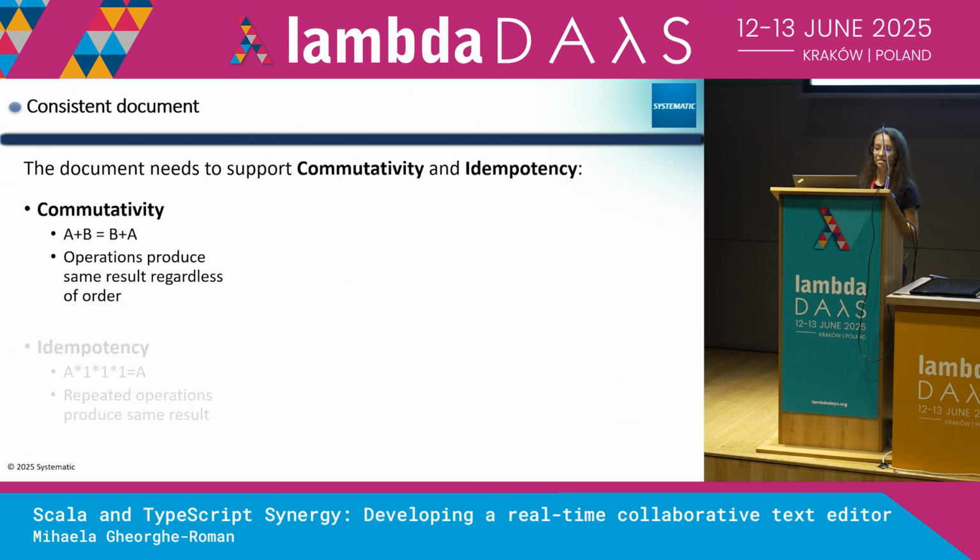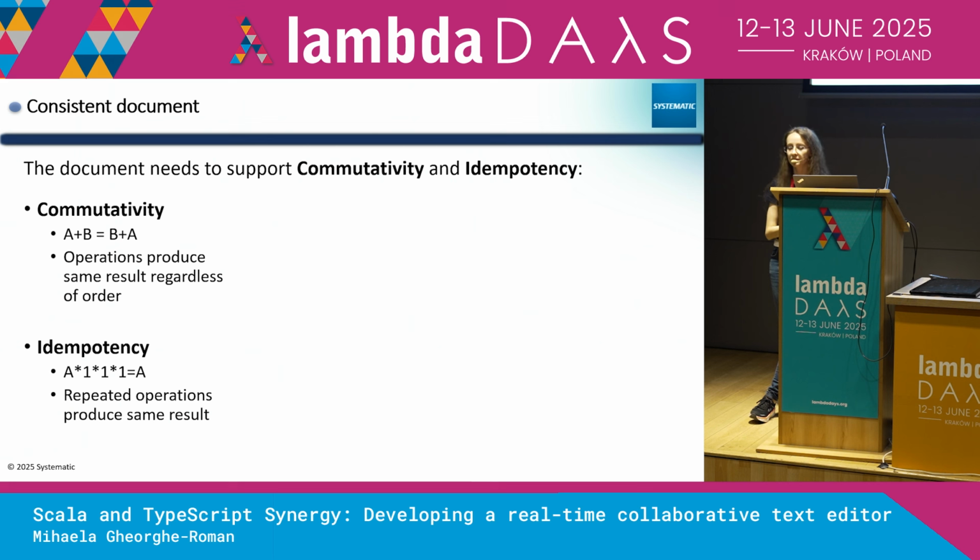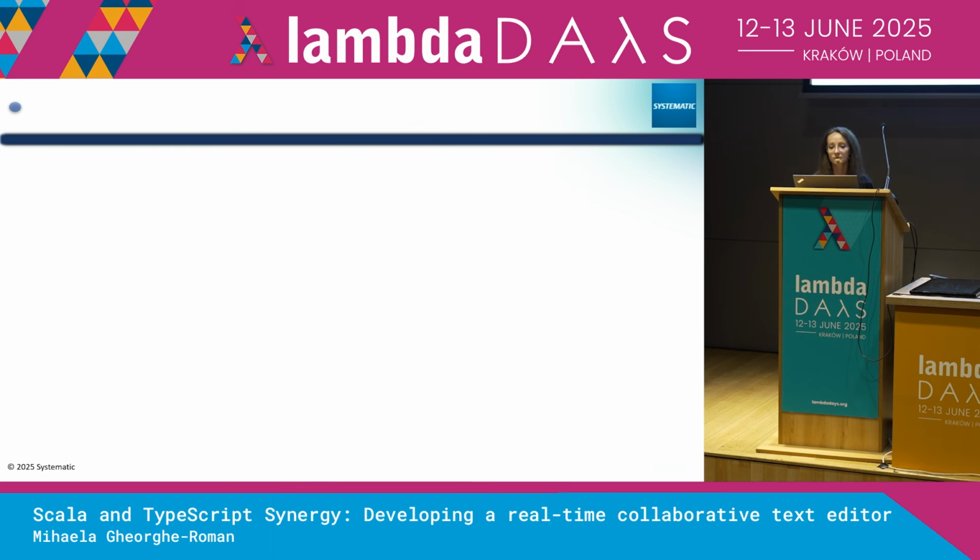And secondly, idempotency means that a repeated operation should produce the same result. And here we can take an example, multiplying A by 1 several times. We always end up with an A. So these two basic mathematical operations, like the sum and the multiplication that I provided as examples, should apply to what we had built so far in terms of those operations, those notifications that are being sent from one user to another.